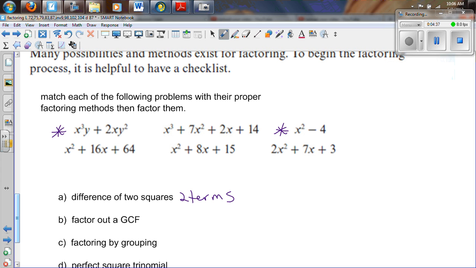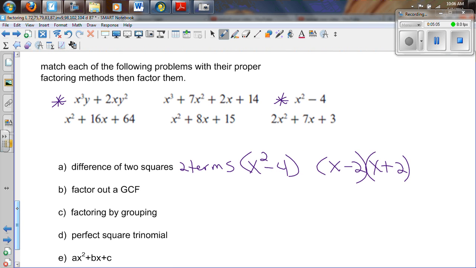Is the first one perfect squares? Is x to the 3rd y a perfect square? No, it's not, because it's got a cube in it. Is x squared minus 4 a perfect square? Yes. So x squared minus 4 is a difference of 2 squares. And so that factors into x minus 2 and x plus 2. Again, because the square root of 4 is 2, and it's got to be a plus and a minus because the middle terms cancel out.